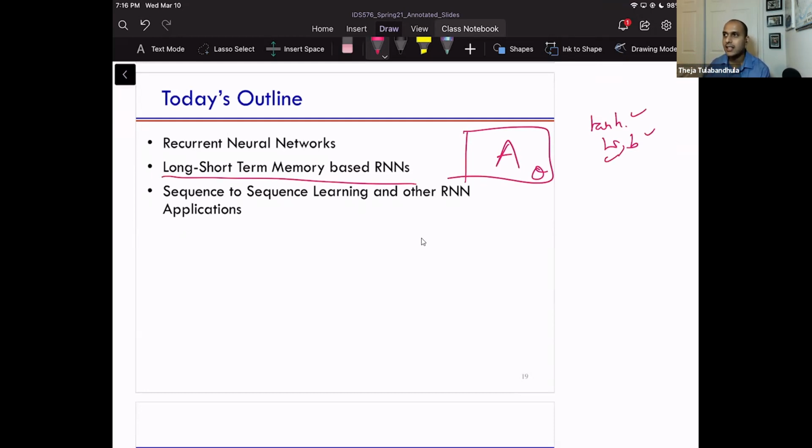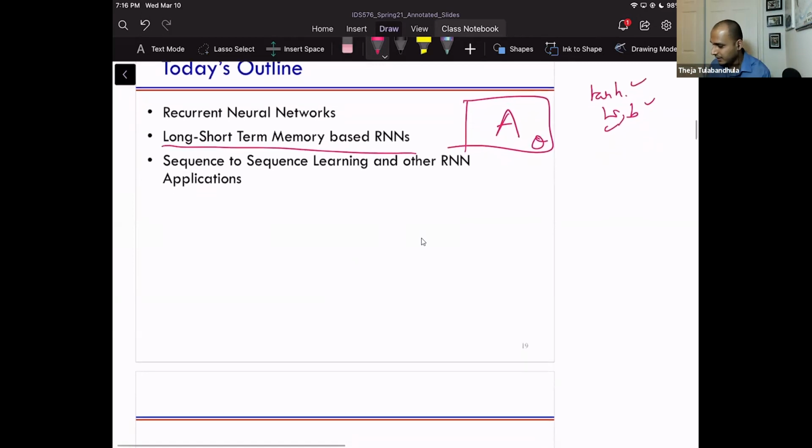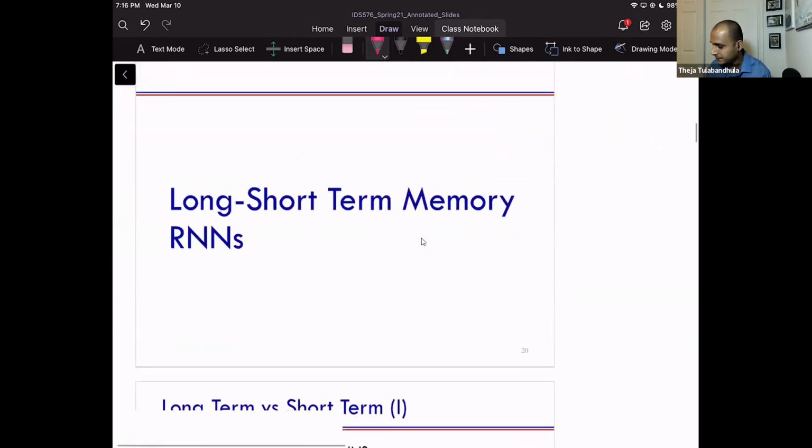At the end of the day, it's just a computational graph. Some numbers are passing from left to right, some computation is happening. But we are giving an interpretation of what the computation could mean. That's the disclaimer. So let's start with LSTMs.